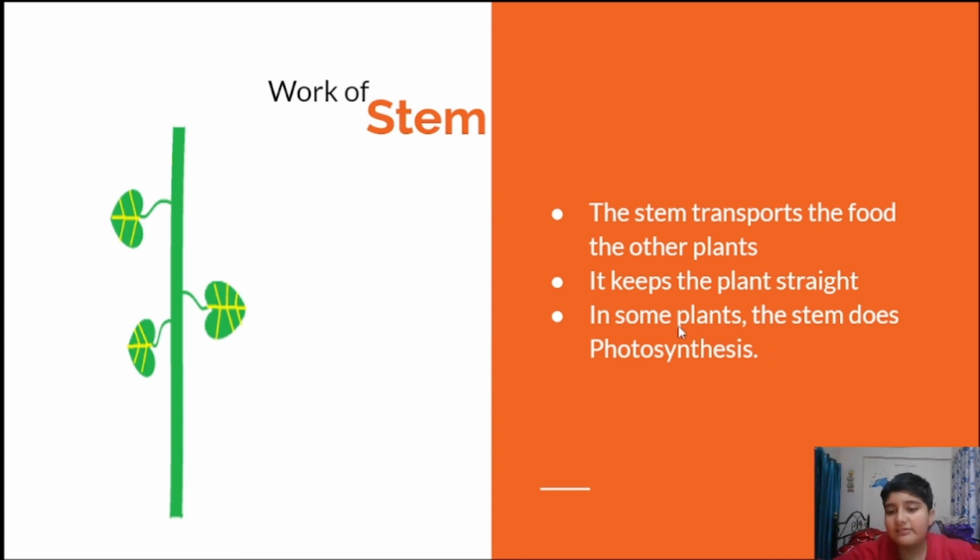In some plants, the stem will do photosynthesis. Some examples can be the cactus. Whenever the plant, like the cactus, has no actual leaves, the leaves turn into thorns. So its stem has the job and duty to do all the photosynthesis. Now, it will also hold and make the leaves, or else how will they come out?